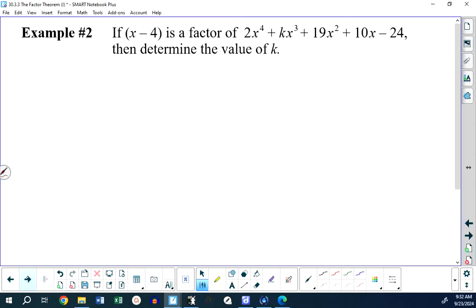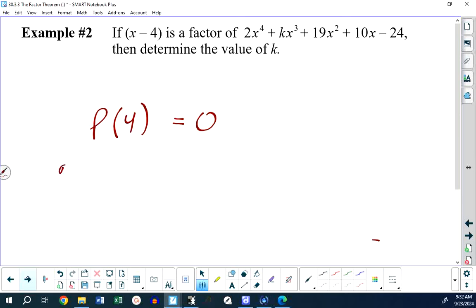Well, what that means then is that P of 4 is equal to 0. And we're back to what we did when Joanna asked her question at the beginning of class from last week's work, that we can think of this as a missing parameter and the 4 and the 0 as an ordered pair. When I put 4 in for x, that whole thing has to equal 0. And then I can solve for k.